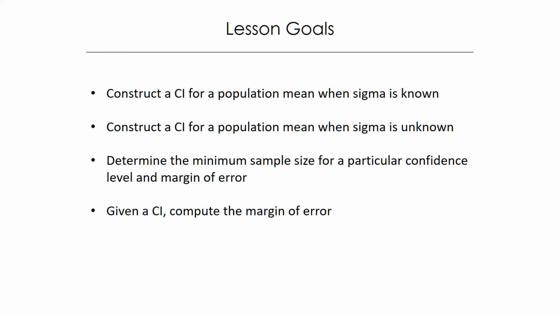First of all, the lesson goals are to construct a confidence interval, known as CI, for a population mean when sigma is known, sigma being the population standard deviation. Secondly, construct a confidence interval for a population mean when sigma is unknown, when the population standard deviation is not known and all you have is the sample standard deviation S, which is most of the time.